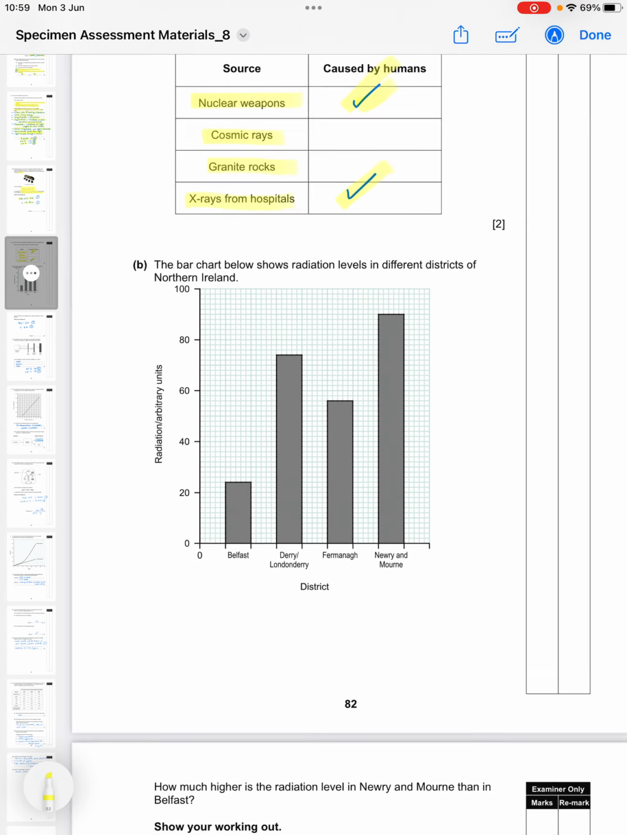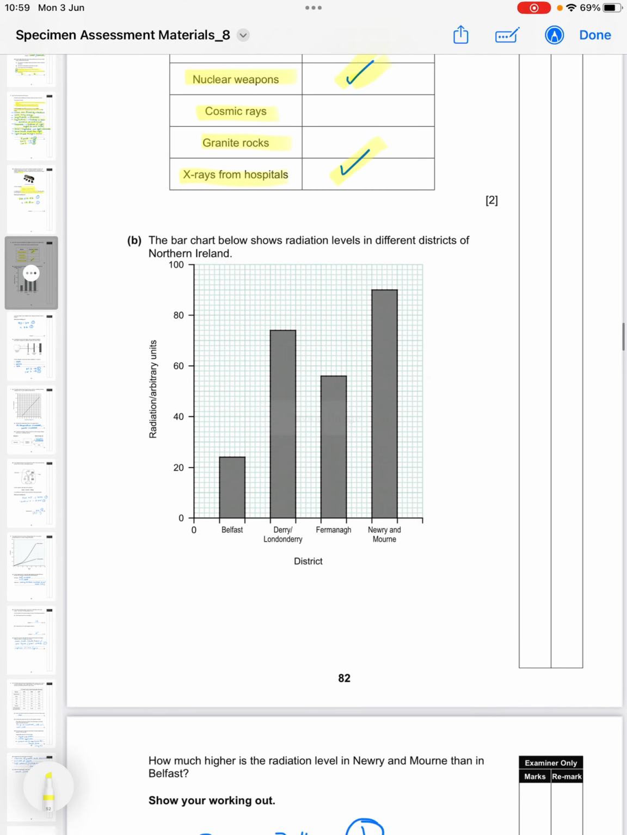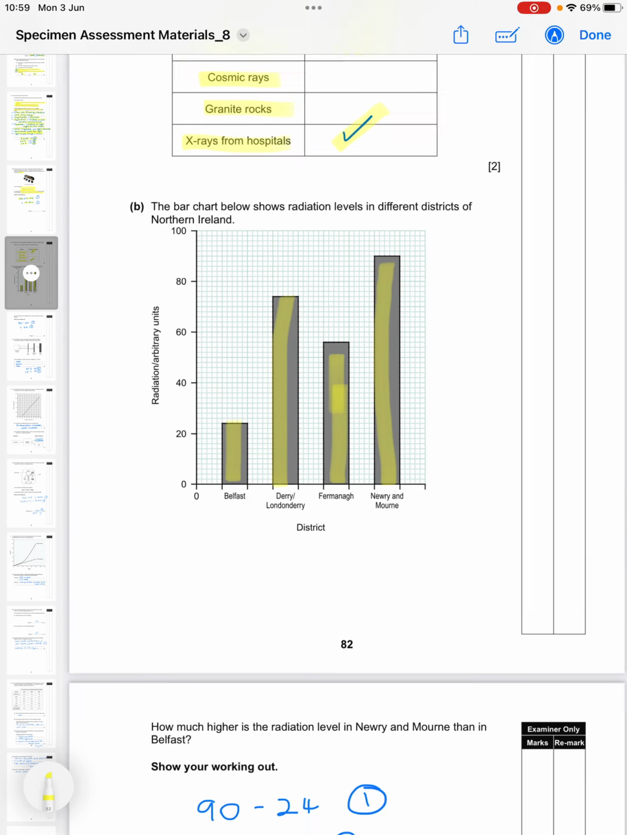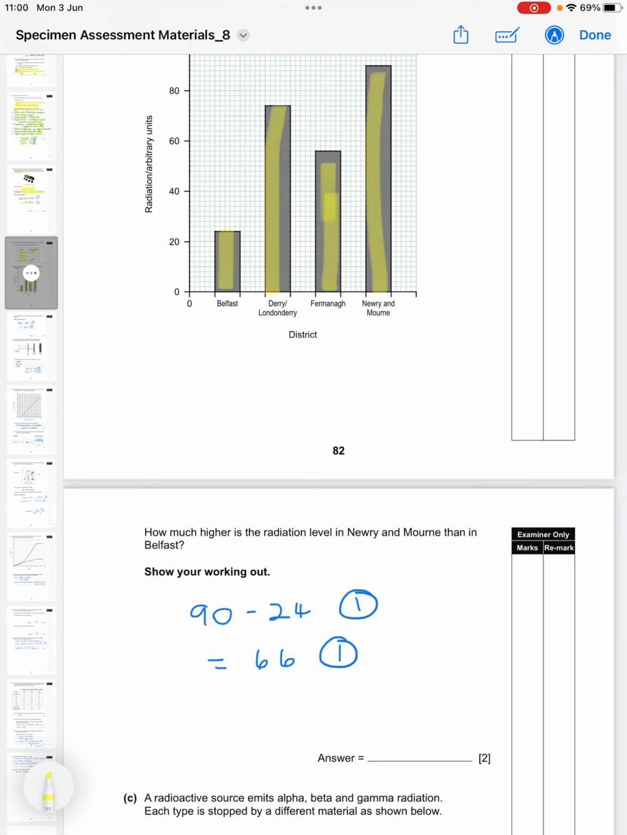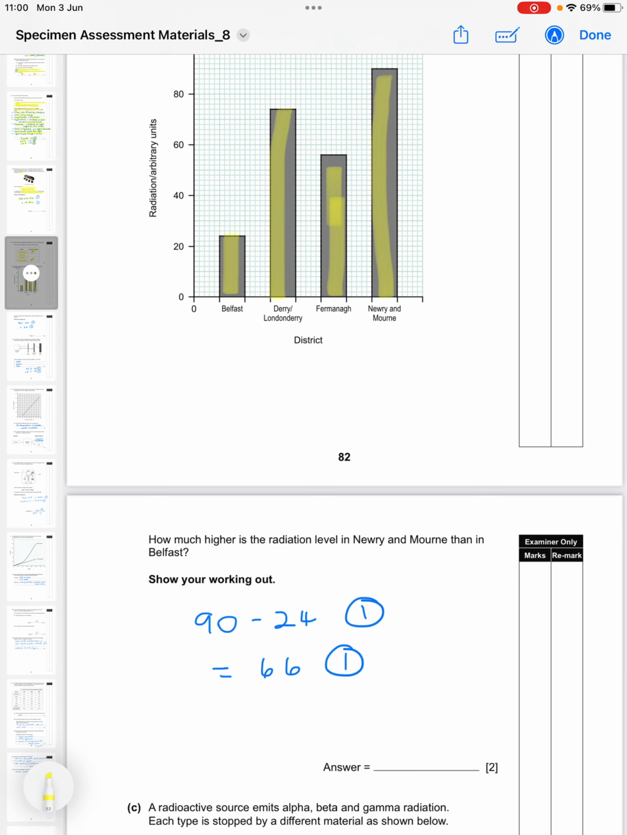Now the bar chart shows radiation levels in different districts of Northern Ireland, and you can see here we have radiation in arbitrary units on the y-axis and then the district on the x-axis, and the graph there shows different areas: Belfast, Derry, Londonderry, Fermanagh and Newry and Mourne, and you can see the different amounts of radiation in those different districts. So then it says how much higher is the radiation level in Newry and Mourne than in Belfast.